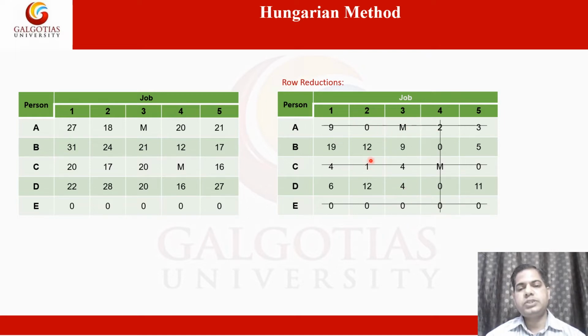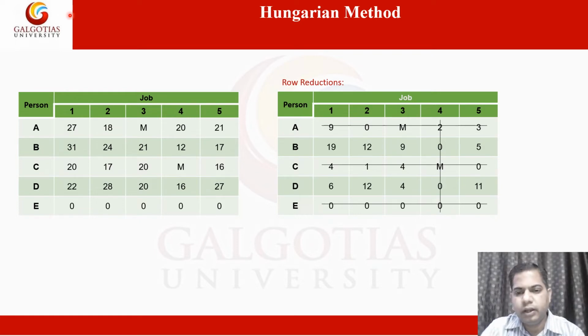Now our two steps are over, so we move to the third step. We have to cover all the zeros with the minimum number of horizontal and vertical lines. These lines are drawn, and there are 1, 2, 3 and 4 lines. The number of lines is 4, which is not equal to n, the order of the matrix, which is 5. That means we cannot go to step number 4.